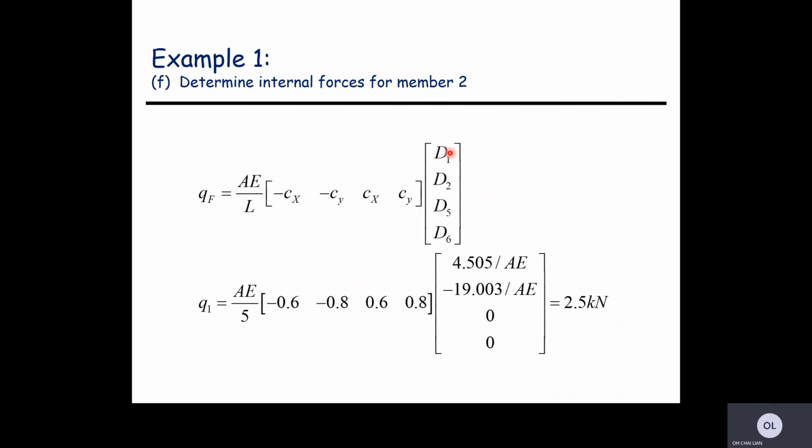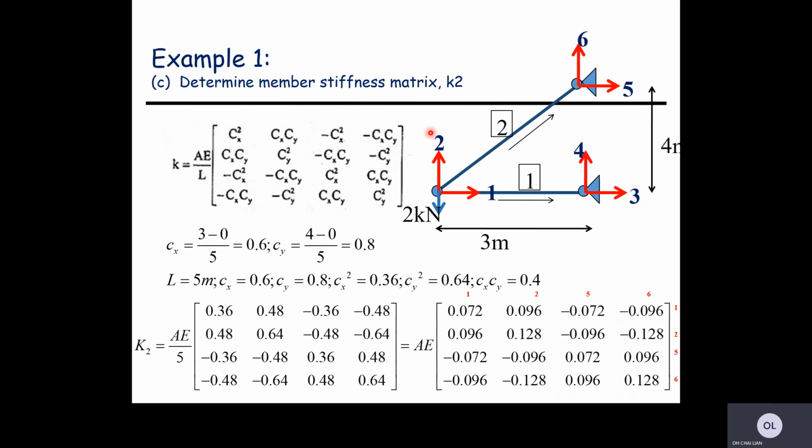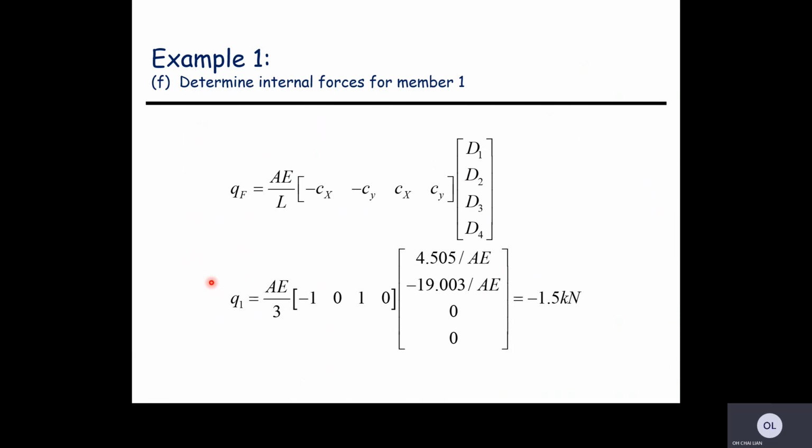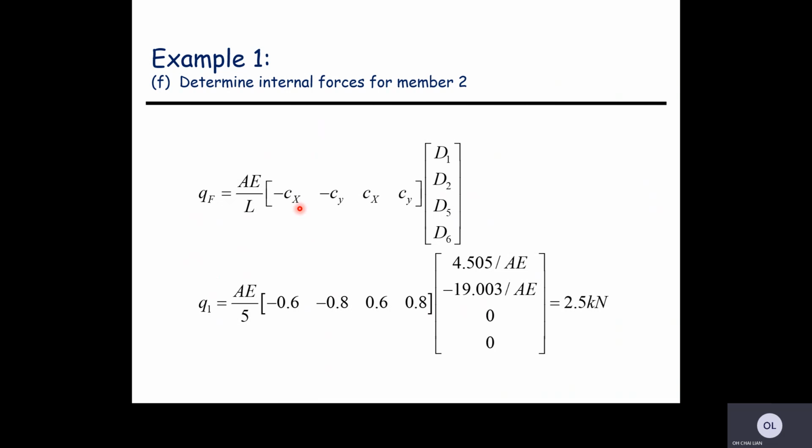So for member 2, the naming is 1, 2, 5, 6. Let's go back and see this element 2. So it is 1, 2, 5, 6. And then the Cx and Cy are 0.6 and 0.8, and length is 5 meter. So now you are following the information from member 2 and the numbering of element 2. This is for the local. Then put in the D1, D2, D5, D6 that you know, then you solve for it. Oops, this should be Q2.